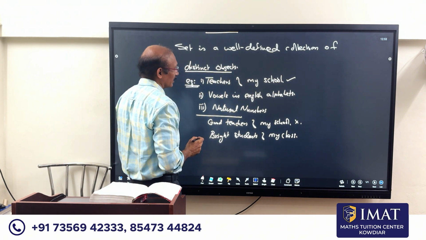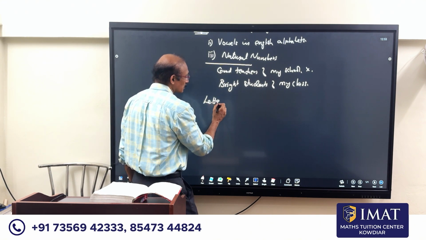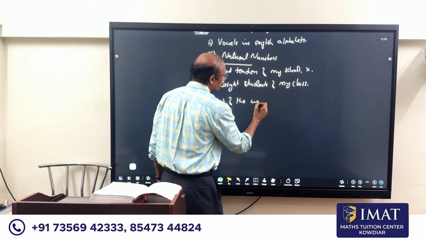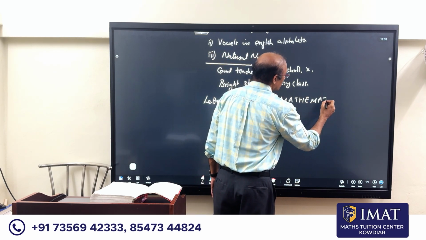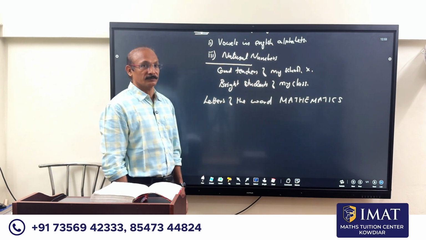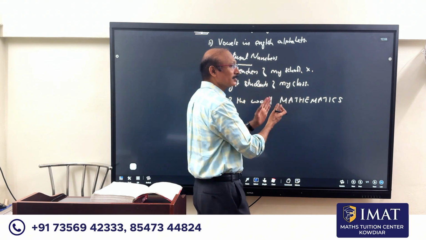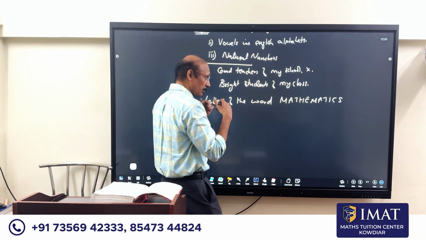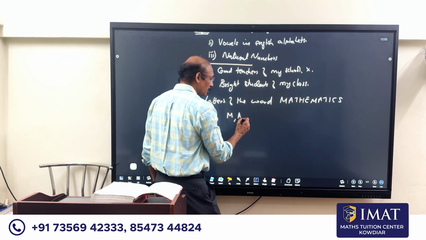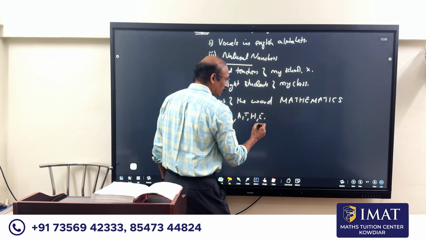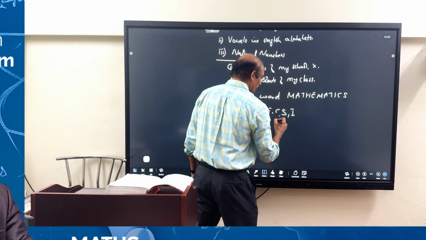Now, suppose I take one example, say letters of the word mathematics. Letters of the word mathematics. So what are the letters of the word mathematics? See, it's a well-defined collection. When I say well-defined, it means you know what letters are there in mathematics. Now, what are the letters of the word mathematics? You'll say like this: M is one letter, A is another letter, T is there, H is there, E is there, then C is there, S is there, I is also there.